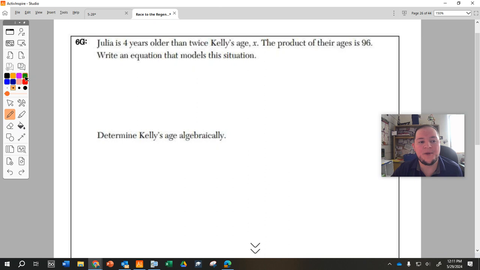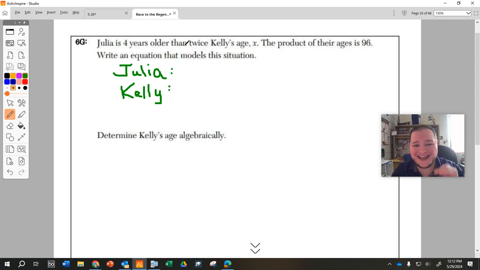So we're going to start by writing two expressions, and then we're going to combine them to get that equation that we need. So we got two people here. We got Julia and we got Kelly. Hooray for both of them. What we're going to do is represent each of their ages with an expression, and then put those two expressions together to make that equation with the product of 96. So Julia is 4 years older than twice Kelly's age, X.